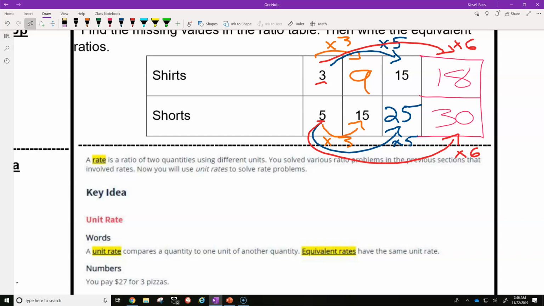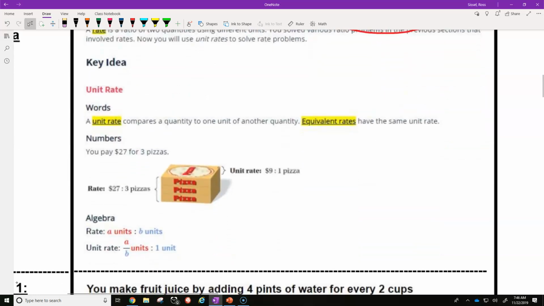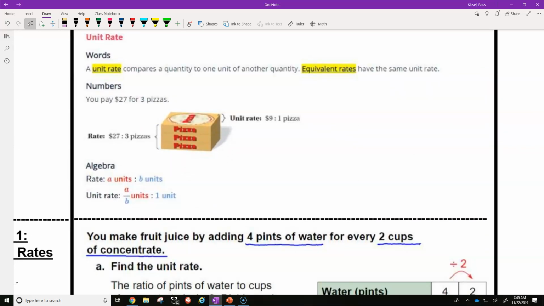Where we're going to first find out what a single unit costs, which means we have to get one of these to be 1. It says unit rate words. A unit rate compares the quantity to 1 unit of another unit. Equivalent rates have the same unit rate. So, their example: you paid $27 for 3 pizzas. The rate was 27 to 3.